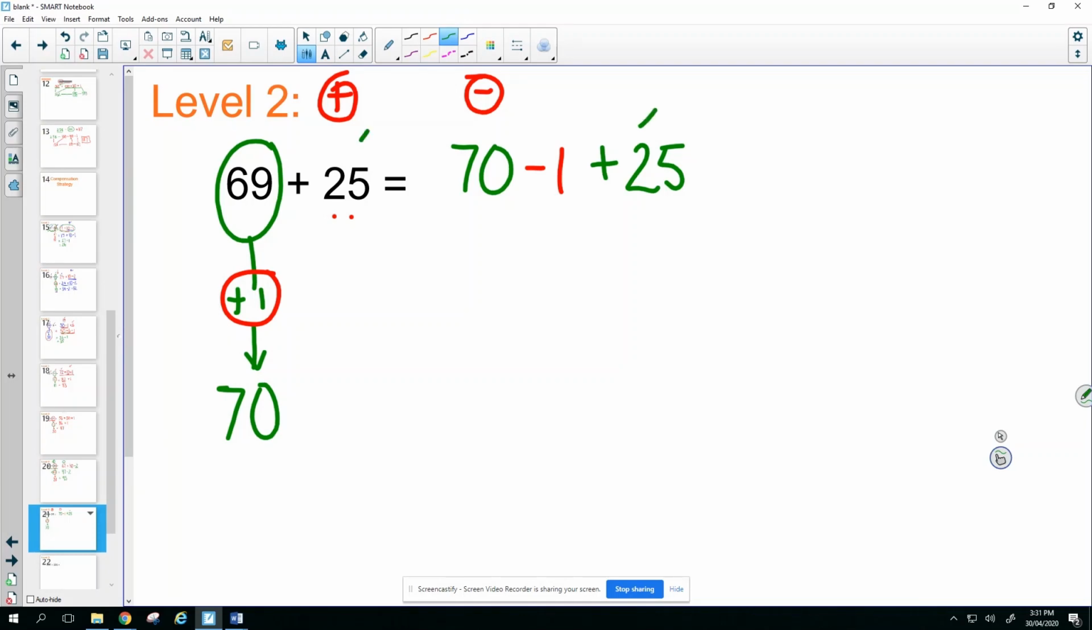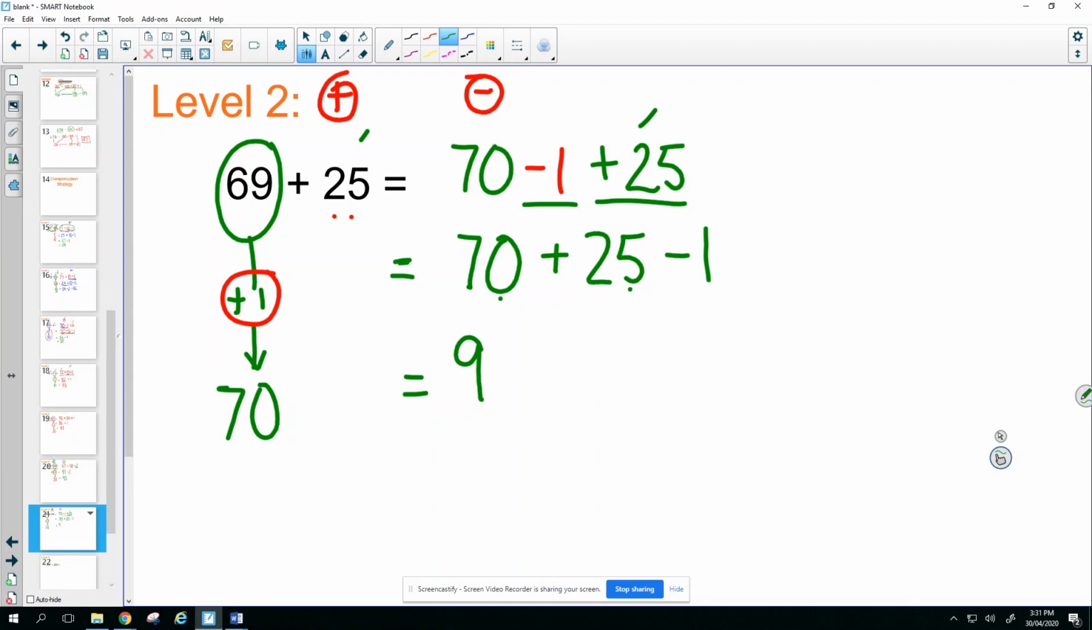And plus 25, here's the 25. Yep, it's here. Fantastic. So now let's rewrite this out a bit better so it's a bit cleaner. Let's change it around so the big numbers are together. So 70 plus 25, and I've got to remember that it's still take away 1. So I've still got the plus 25 and I've got the take away 1. I know that 7 and 2 is 9, and I know that 5 and 0 is 5. So I've got 95, but now I have to take away the 1. So I've now got 94.